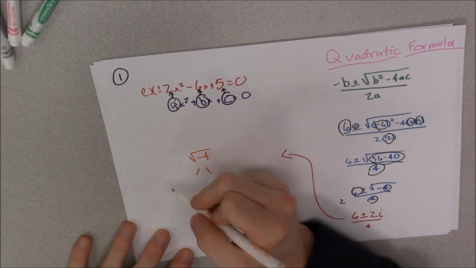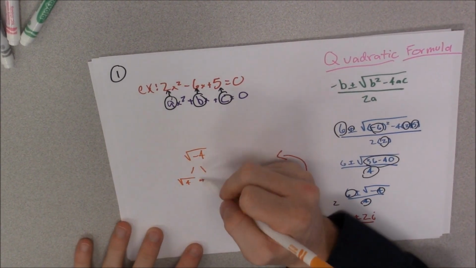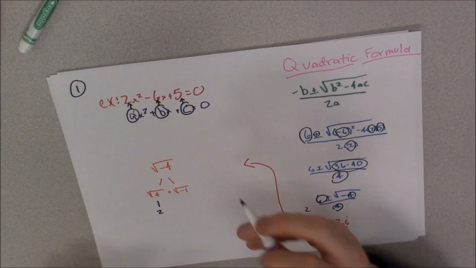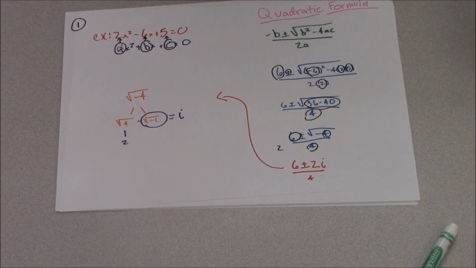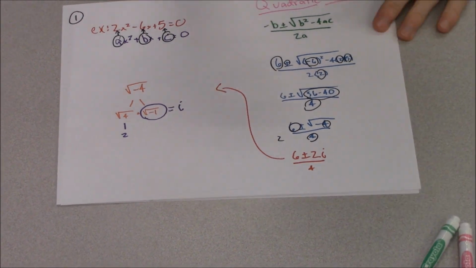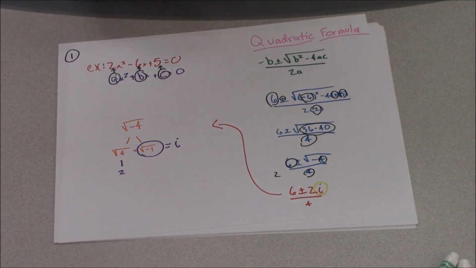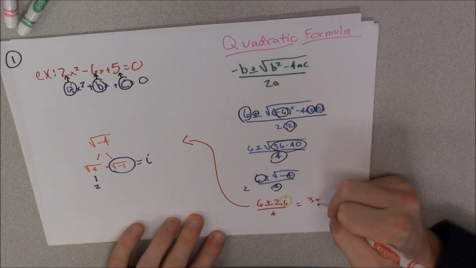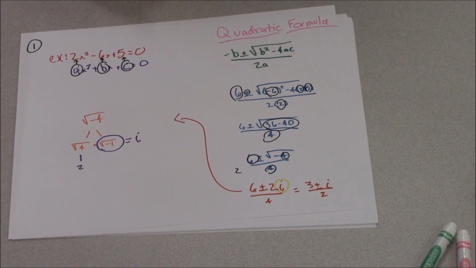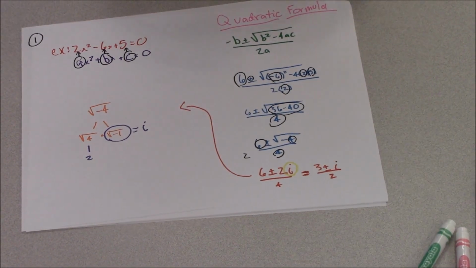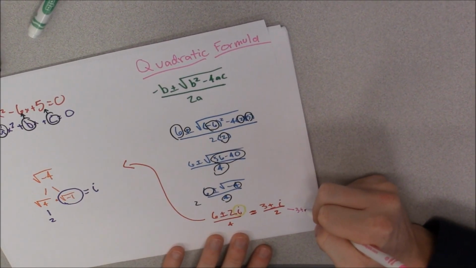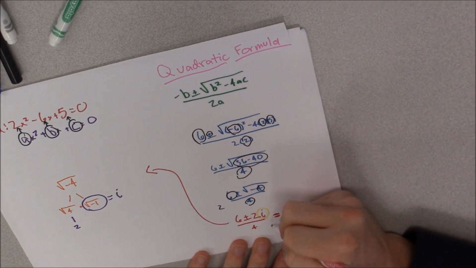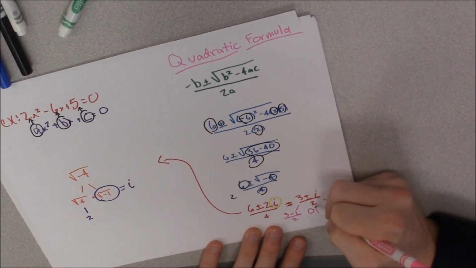And now, to explain i, the square root of negative 4 splits into the square root of 4 times the square root of negative 1. So the square root of 4 turns into 2, and the square root of negative 1 is equal to i. So that's where you get i from. So then that equals 3 plus i over 2, or 3 minus i over 2.